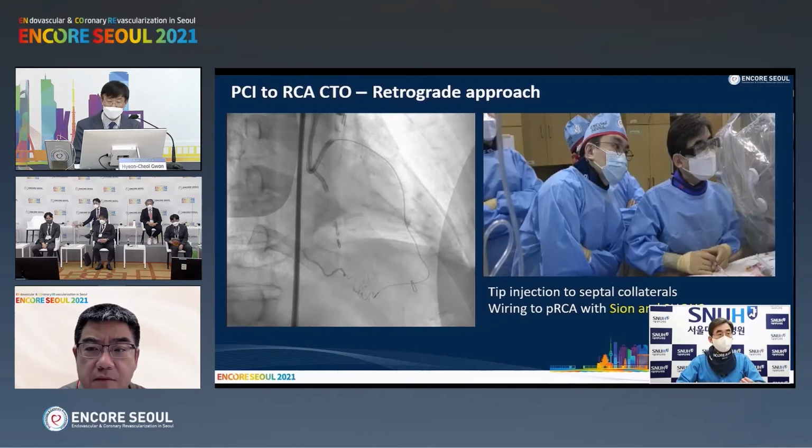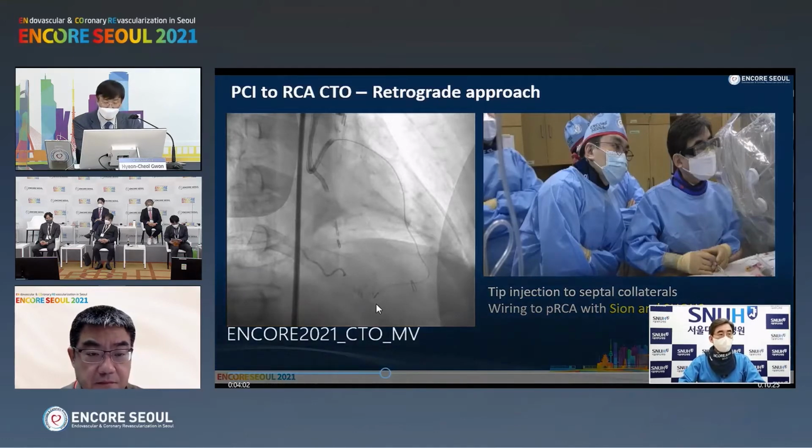In this case, there is a definite RCA ostium with a shallow proximal stump, because in this case, we can easily recognize the true location of the RCA ostium.